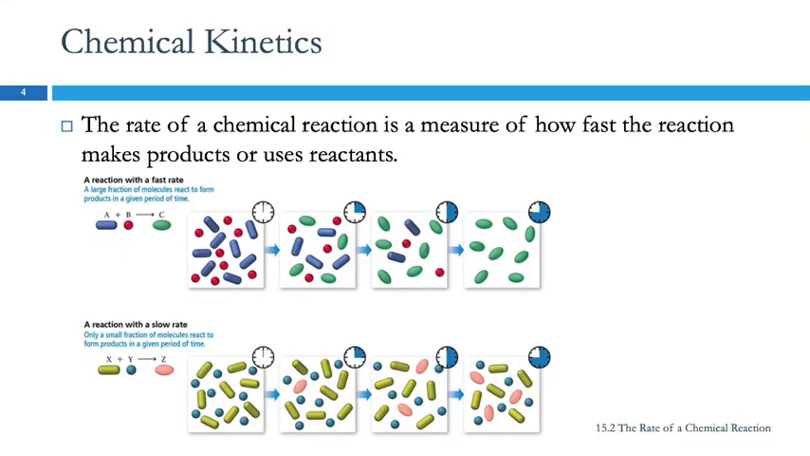So the rate of a chemical reaction measures how fast the reaction either makes products or uses reactants. Those things both happen at the same time, right? Here we have a visual illustration of a reaction with a fast rate and a reaction with a slow rate over the course of time.